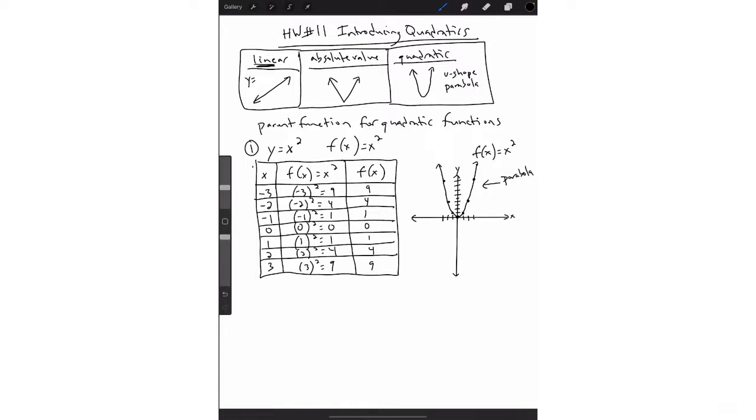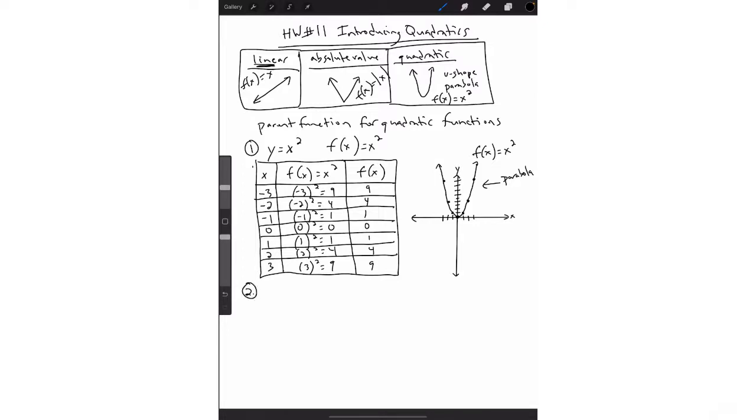Just as we think back to our parent function for linear up at the top right here, which was y equals x, I'll go ahead and write it as f of x, right? f of x is equal to x. And then the parent function for absolute value was f of x is equal to the absolute value of x. And now my parent function for quadratics is f of x is equal to x squared. Okay, so that is number 1.